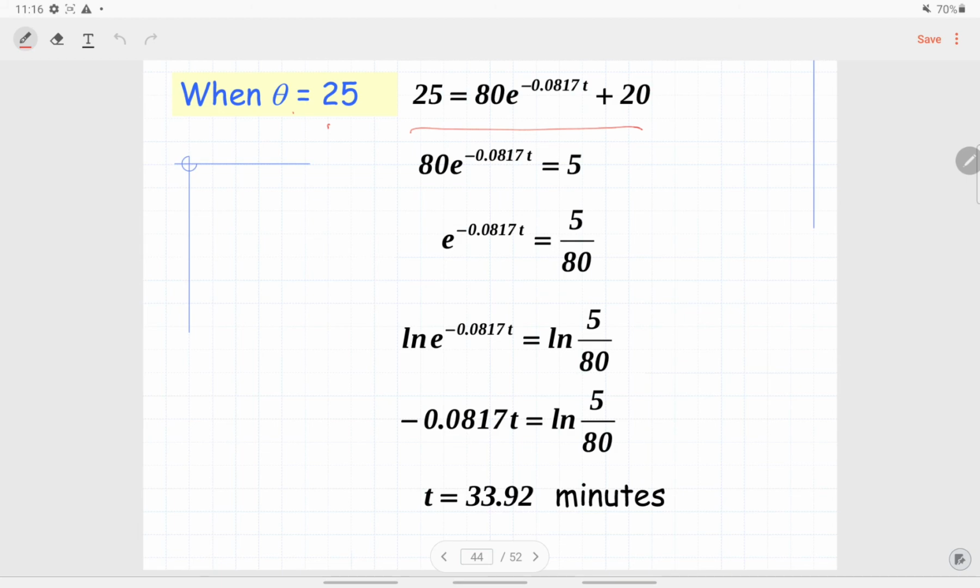So therefore here, we bring the right hand side to the left hand side. We can get 5 over 80, bring to the right hand side, multiply with ln to neutralize the exponential, and then we get t is 33.92 minutes. So here, since we have the general form, we take the general form. So when 100 degrees Celsius to 25 degrees Celsius, it takes 33.92.